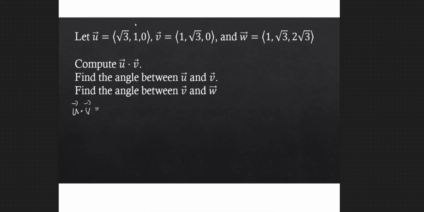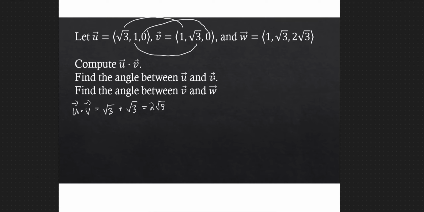Remember, I look at the products of the respective components and add all these together. So u dot v will be square root of 3 times 1, that's square root of 3, plus 1 times square root of 3, that's another square root of 3, plus 0 times 0, that's 0. So this is 2 square root of 3.